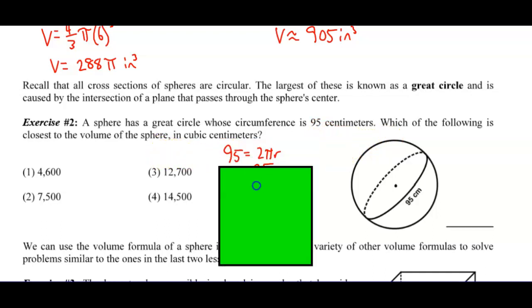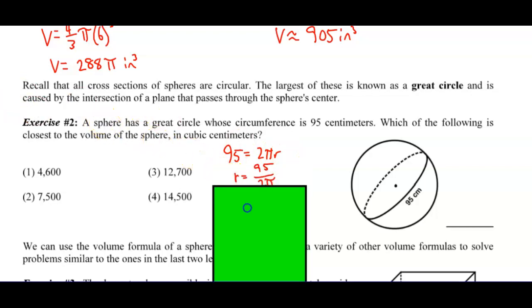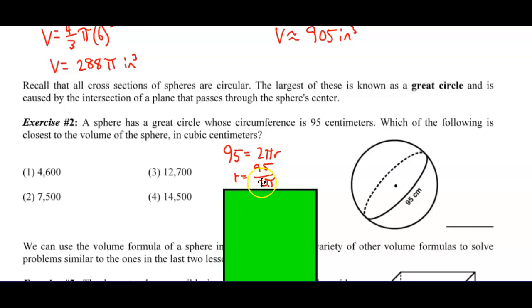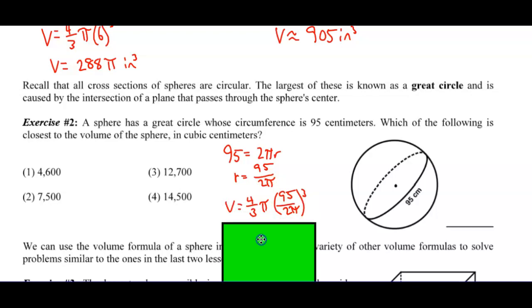So if I look at the circumference formula, 2 pi r, and set it equal to 95, I can figure out the radius. Once I know the radius, then I can get the volume. That's all I need to know. So dividing by 2 pi, and remember on your graphing calculator, you have to group that in parentheses or divide twice.